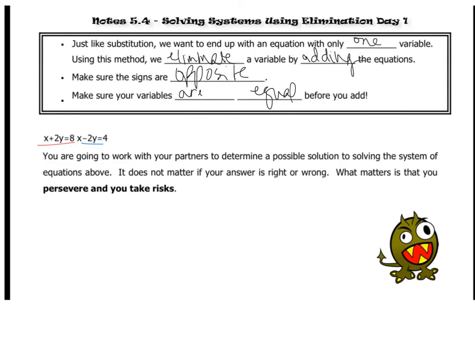It says here you're going to work with your partners. Obviously you're not going to because, well, you're doing notes with YouTube.